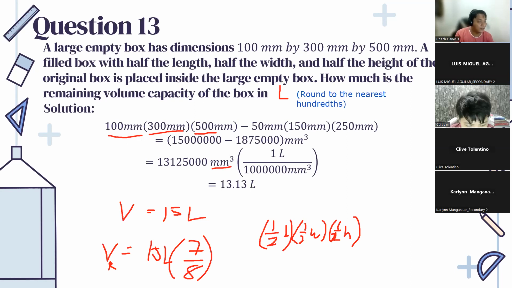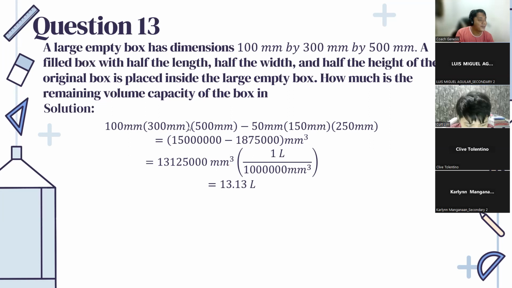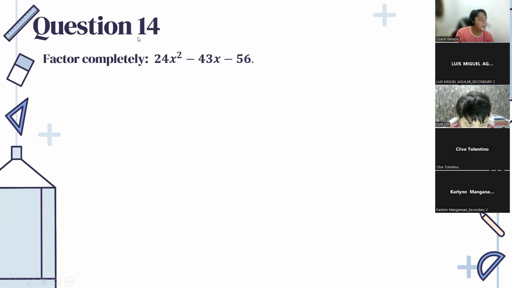That's how I would do it. Okay. Next, number 14. Factor completely. 24x squared minus 43x minus 56.